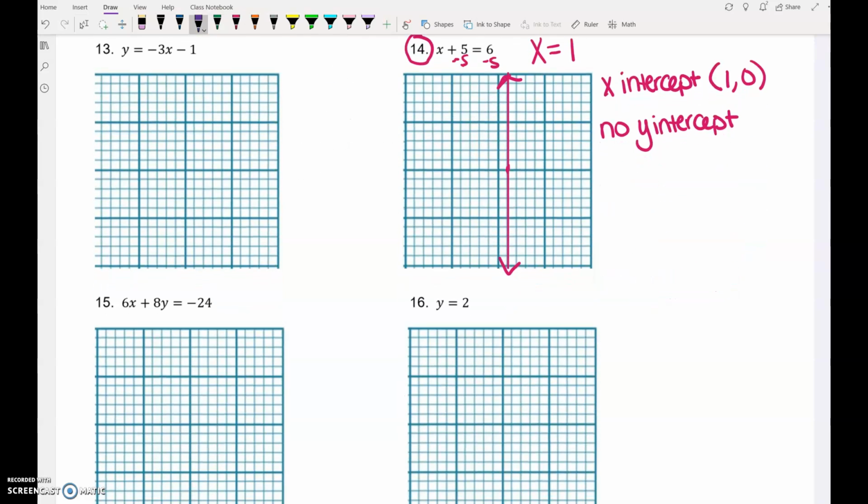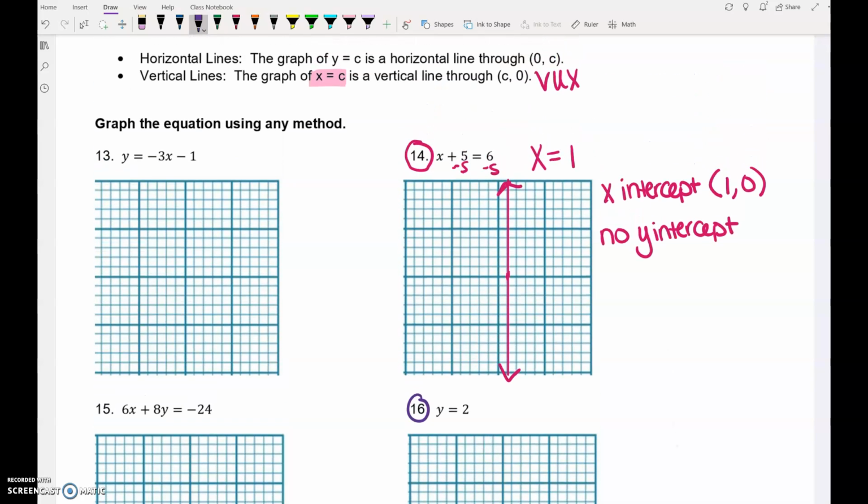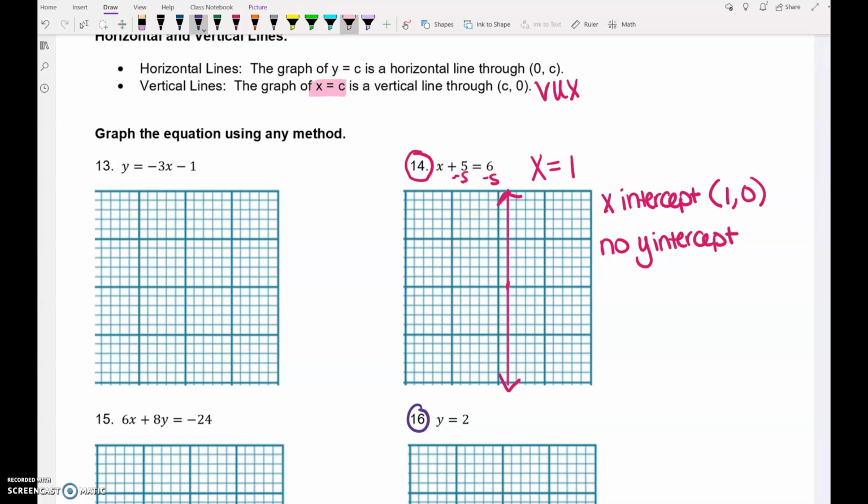Next, let's look at number 16. Notice this one says y equals with no number. That is a horizontal line. If there's a y equals with no x, it is a horizontal line. Remember, HOY. Horizontal lines have a slope of 0 and the equation is y equals something.